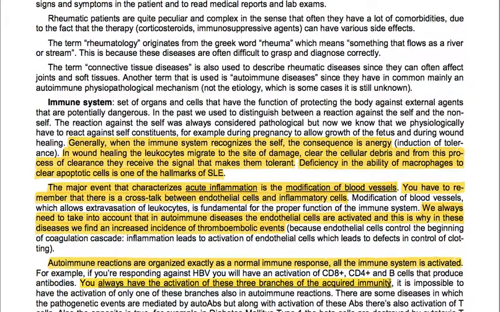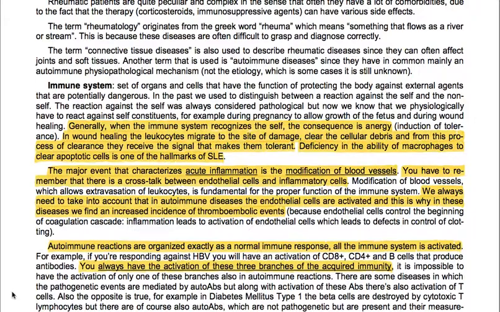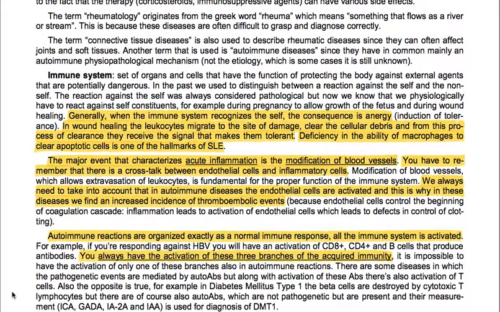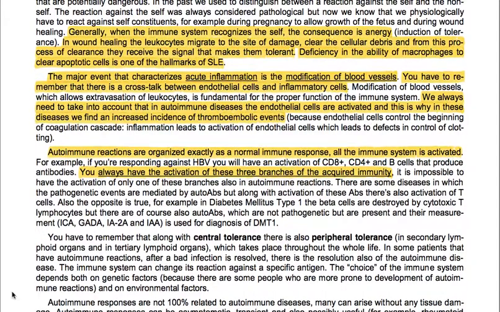There are some diseases in which the pathogenetic events are mediated by autoantibodies. But along with the activation of these autoantibodies, there is also activation of T cells. Also, the opposite is true. For example, in diabetes mellitus type 1, the beta cells are destroyed by cytotoxic T lymphocytes, but there are, of course, also autoantibodies, which are not pathogenetic but are present, and their measurement, ICA, GADA, IAA, and IA-2A, is used for diagnosis of diabetes type 1.